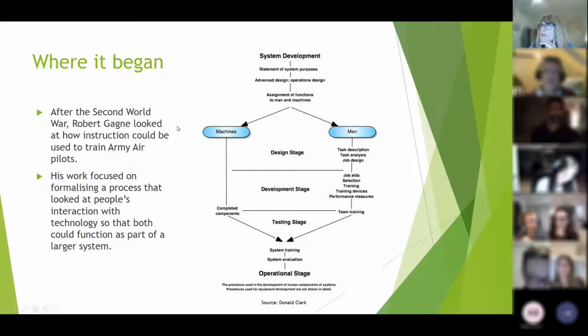So where did this all begin? When were educators actually interested in designing for this?